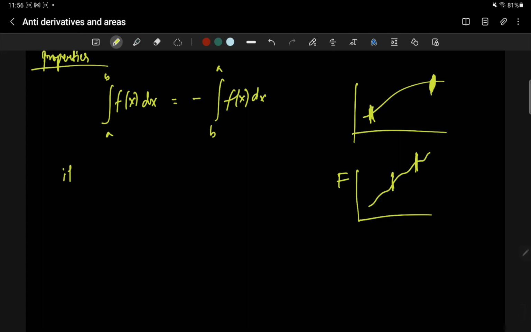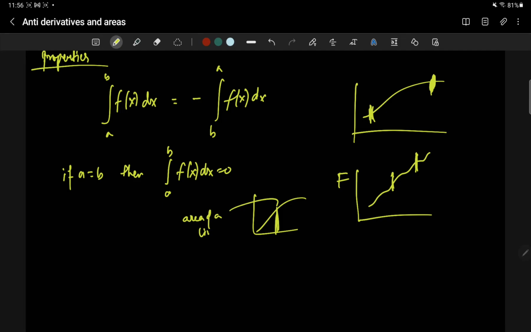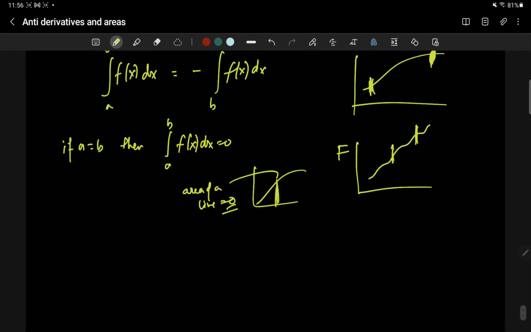Similarly, if a equals b, then this integral is going to be 0. Which also makes sense because you're asking, what is the area of this line? The area of a line is always 0, so it doesn't make sense to ask that question.